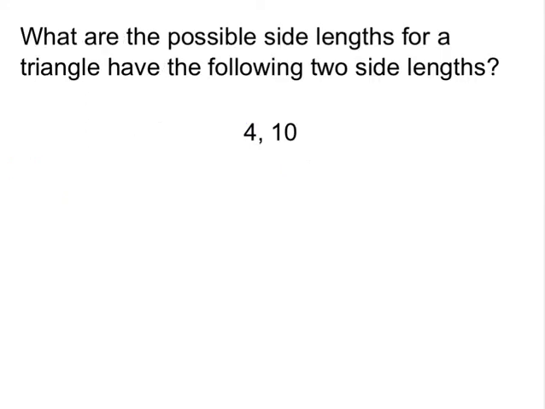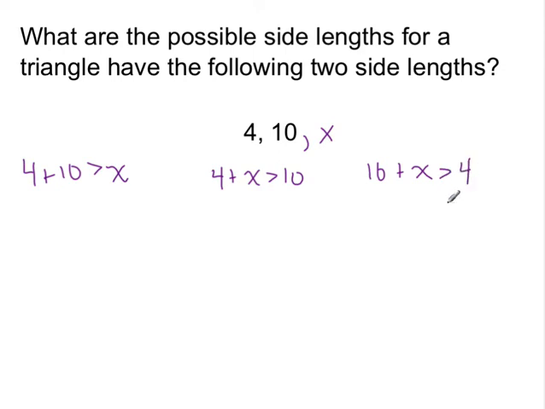Next, if I give you two side lengths, I'd like to know the possible range of the third side length, range of values that is. So we're going to set up three inequalities, and my third side length is going to be x. I know that 4 plus 10 has to be greater than x. I know that 4 plus x has to be greater than 10. And I also know that 10 plus x has to be greater than 4.